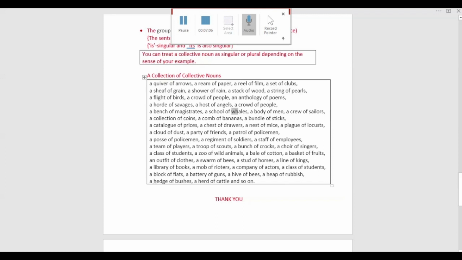A cloud of dust, a party of friends, a patrol of police, a post of policemen, a regiment of soldiers, a staff of employees, a team of players, a troop of scouts, a bunch of crocs, a choir of singers, a class of students, a zoo of wild animals, a bale of cotton, a basket of fruits, an outfit of clothes, a swarm of bees, a stud of horses, a line of kings, a library of books, a mob of writers, a company of actors, a block of flats, a battery of guns, a hive of bees, a heap of rubbish, a hedge of bushes, a herd of cattle, and so on. Thank you.